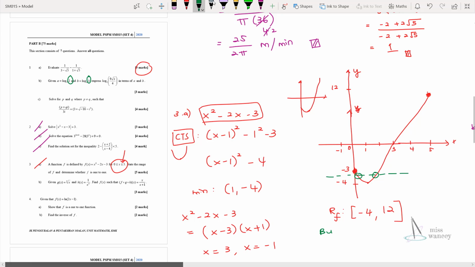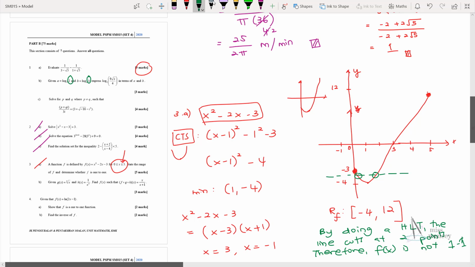So you can say by doing a horizontal line test, the line cuts at 2 points. Therefore, f(x) is not a 1-to-1 function. Okay, so that's it for number 3a. So let me proceed with 3b.